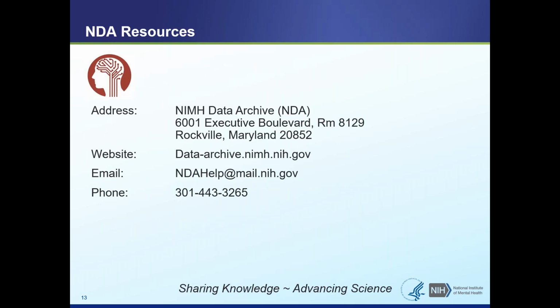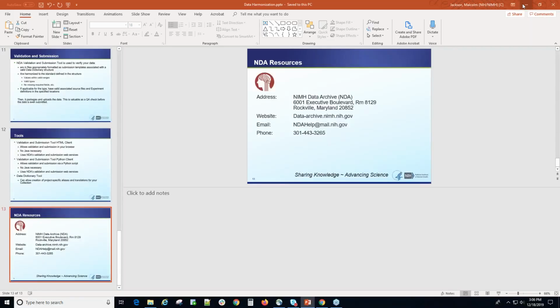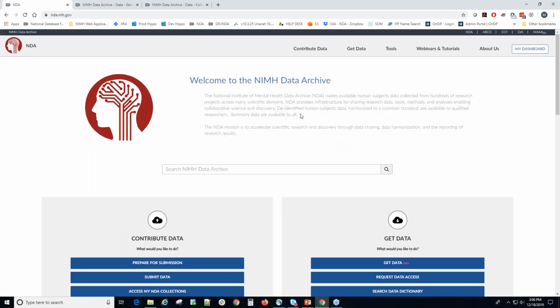As I said at the beginning, it's also important to know where to get help. You can see ndahelp@mail.nih.gov is available as our email help desk, and 301-443-3265 is our phone number. We are available during all normal business hours. We are on the East Coast, though, if time zones are a factor. We'll go back to that at the end and show the contact information later.